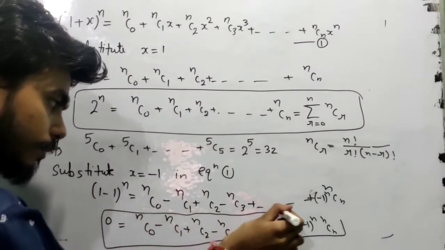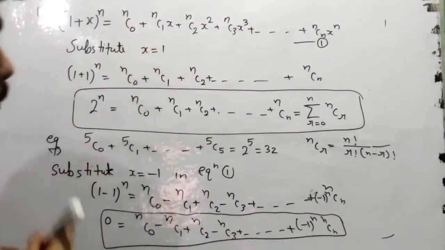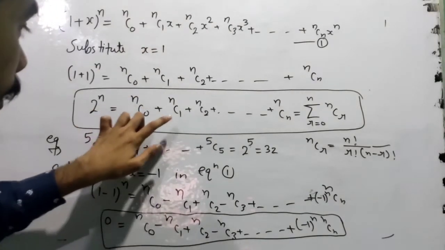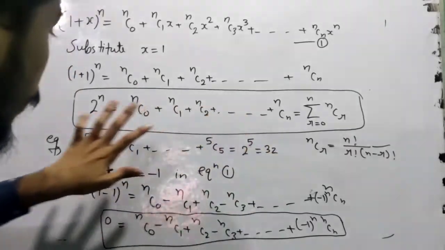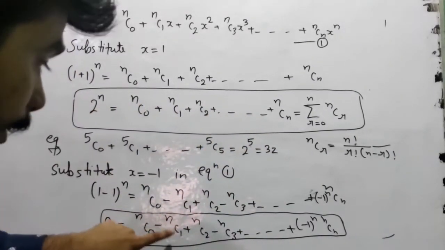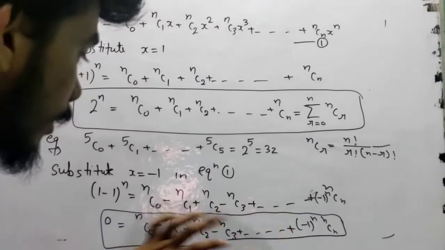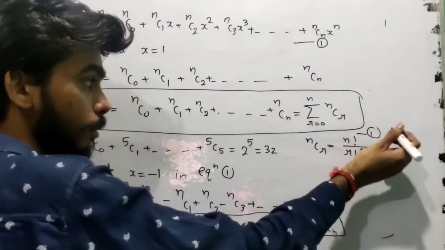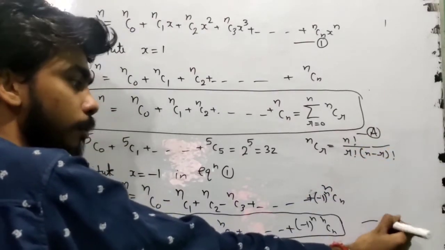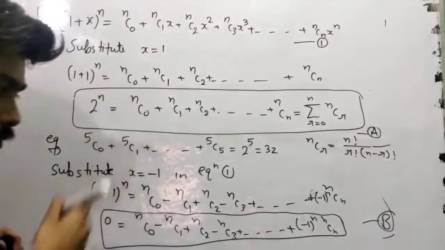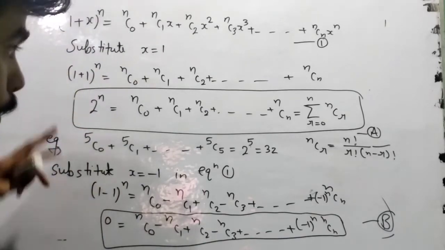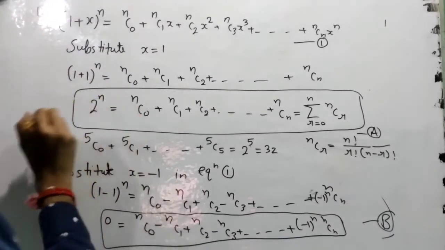So from this binomial expansion we got two properties. The sum of binomial coefficients, nC0 + nC1 + nC2 + ... + nCn, equals 2^n, and nC0 minus nC1 plus nC2 minus nC3 plus ... equals 0. These are very important properties for calculation purposes. So this is property A and this is property B. Now let us see how we are going to use these properties.